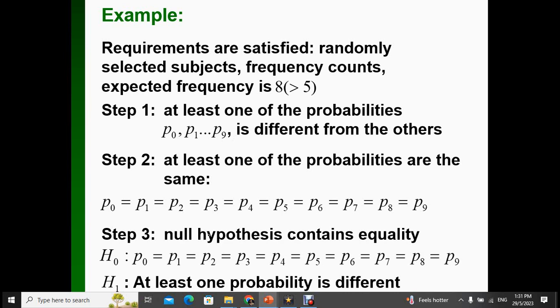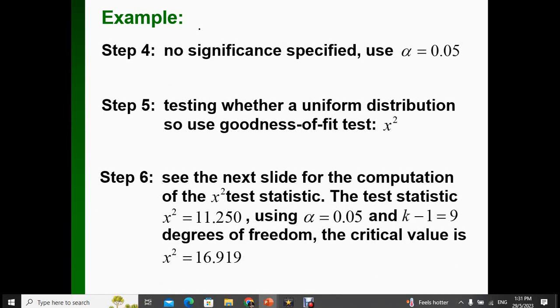And three, the null hypothesis contains equality. So H0 is equal, H1 is at least one is different. In this case, there is no significant specification, so we use alpha equal to 0.05, and the test is for whether the uniform distribution goodness of fit is chi-square. We use chi-square. Okay, so see the next slide, which is the chi-square test statistic.